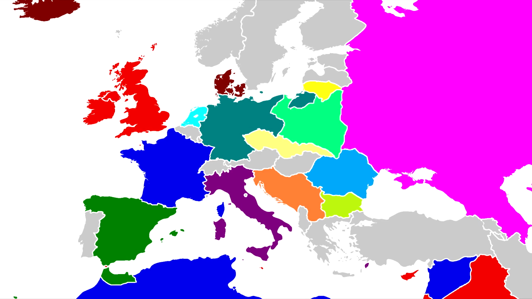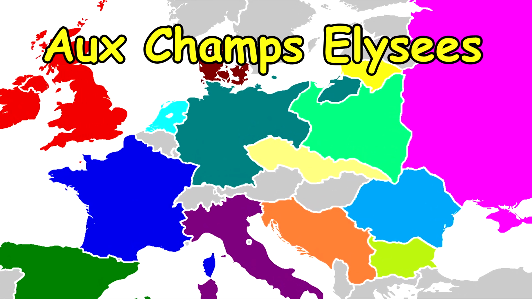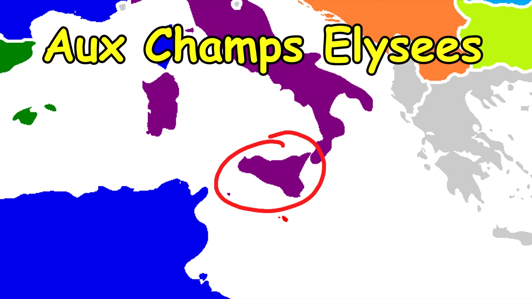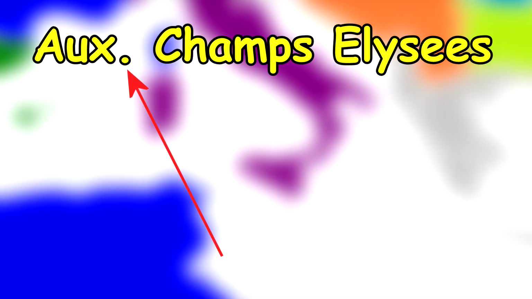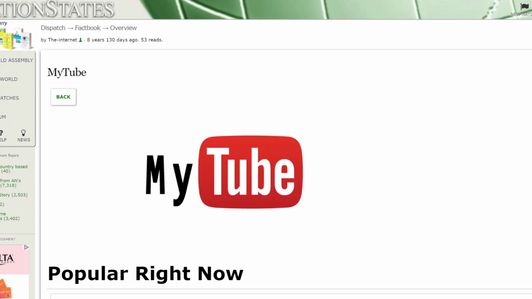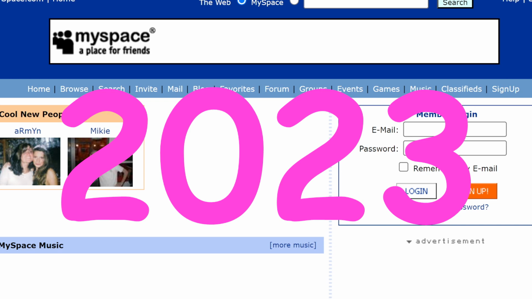A lot of people know the song Aux Champs Elysees thanks to their high school Spanish teacher. If you're not familiar with the phrase Aux Champs Elysees, it's an ancient Greek phrase meaning auxiliary to the Champs Elysees.